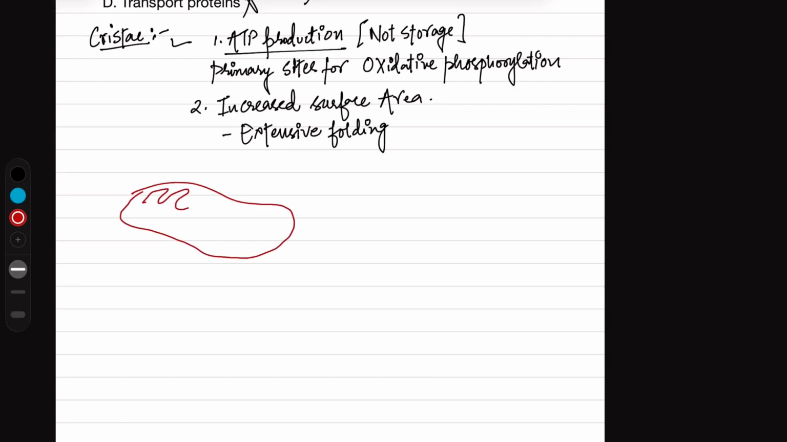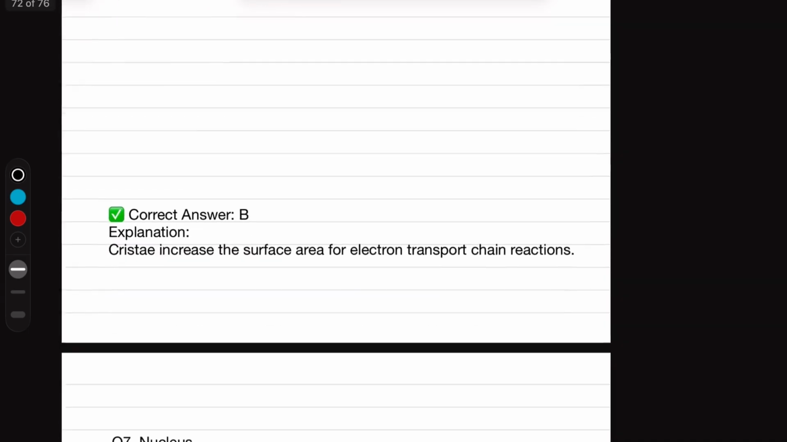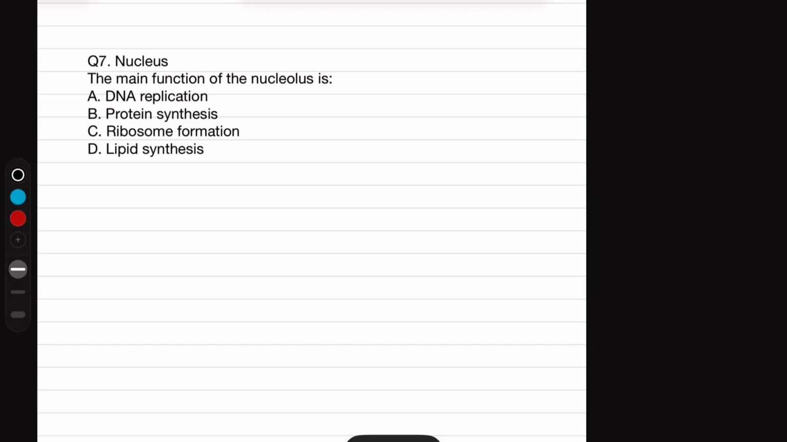If we see the diagram of mitochondria, the inner membrane, and these are the infoldings of cristae, and it is the outer membrane. So outer, inner, and cristae. So option B will be correct, where increased surface area for ATP and other oxidative phosphorylation reactions.